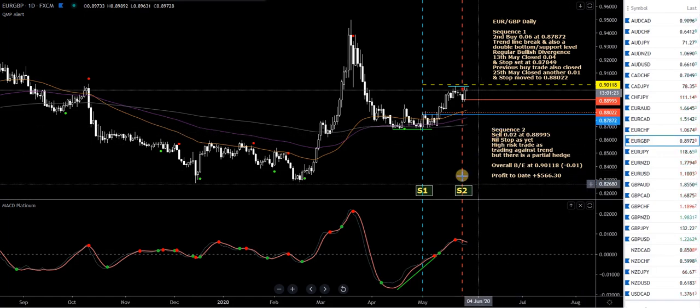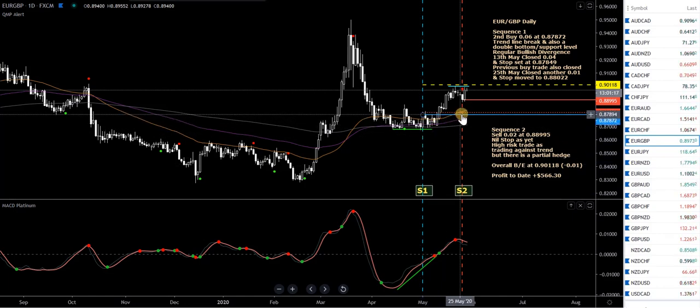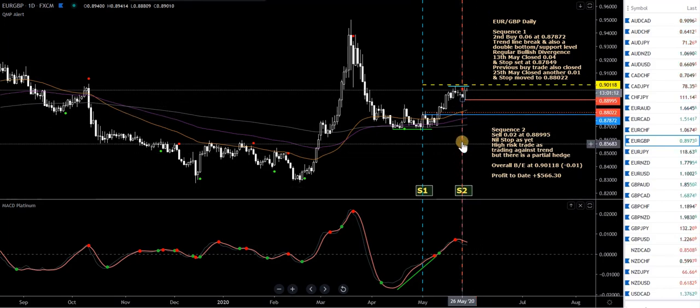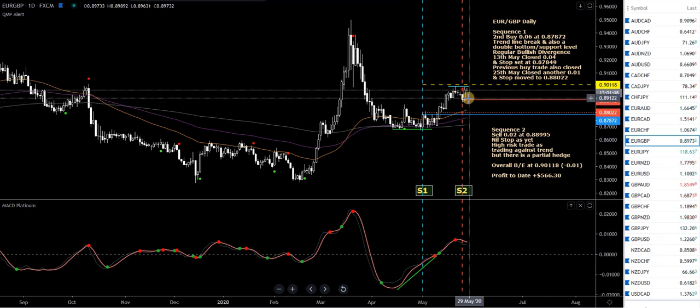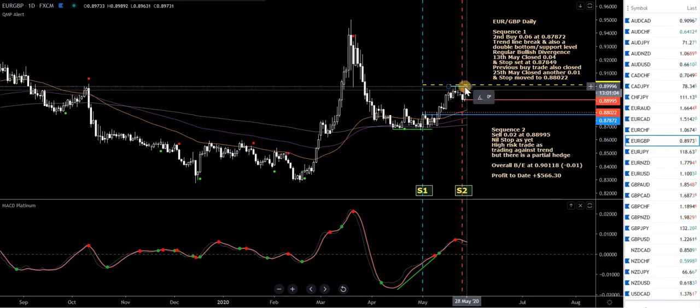All right, let's have a look here. Sequence 1's a buy, and that's got a stop in place, so I've already closed some. I'm taking some profit. Sequence 2 was a sell in here. It's gone against me straight from the get-go. It's forming a double top now, or resistance level.